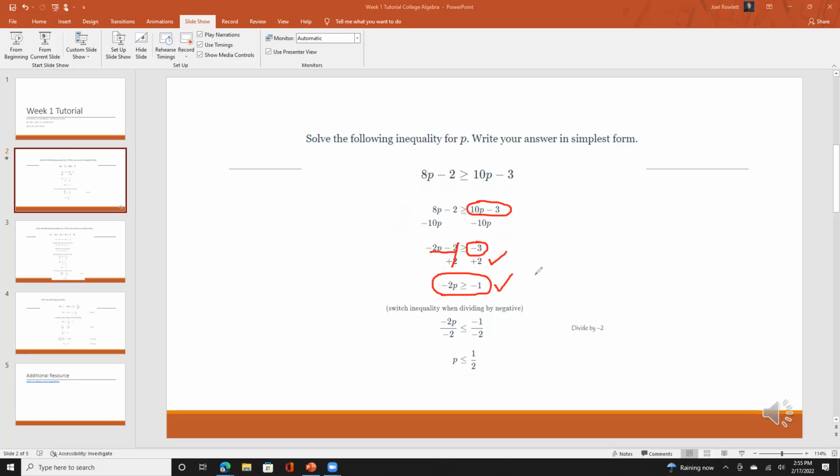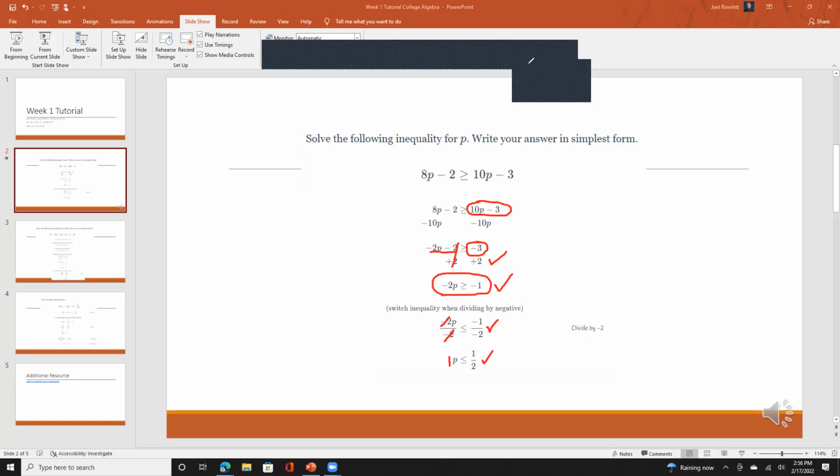Now, at this point, in order to get P by itself, since we are multiplying P by -2, we would have to do the opposite operation, which is division. And after we divide both sides by -2, notice that we are left with 1p, which is what we were looking for. And then on the right side, we would divide -1 by -2. And you may recall from high school or other college math courses that anytime you divide a negative by a negative, you get a positive result. So -1 divided by -2 is +1/2.